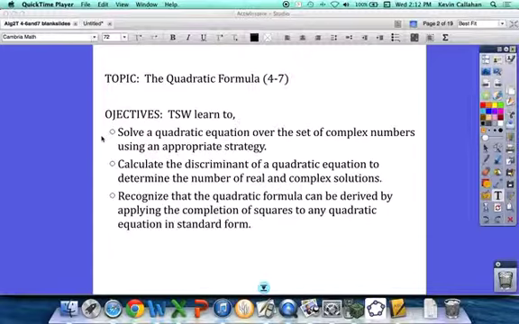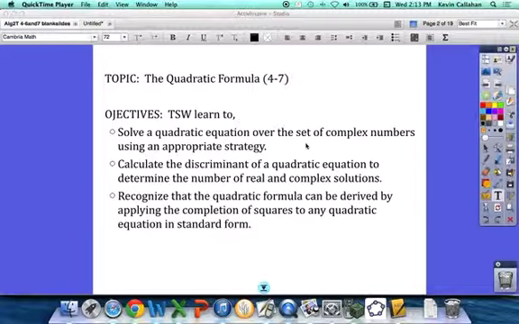Okay, the quadratic formula you probably saw before. You should have seen it before. If you didn't, you're going to get plenty of it now. The quadratic formula ends up becoming one of the strategies we use to solve a quadratic equation.